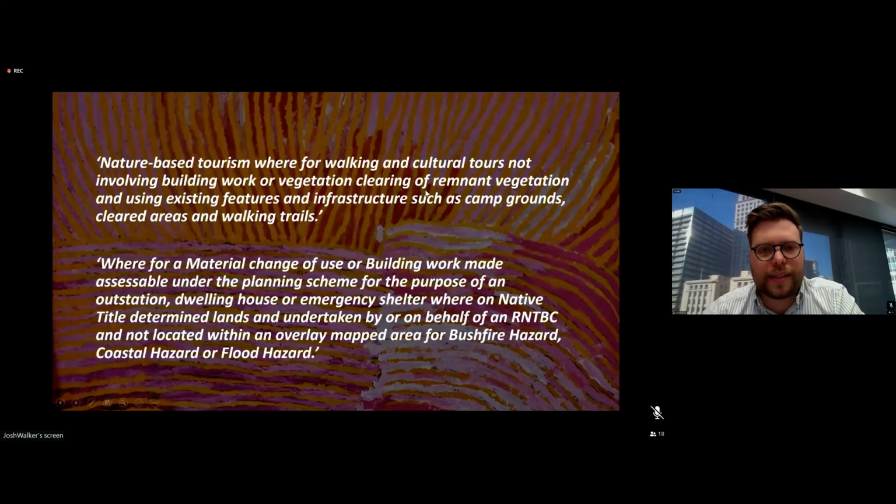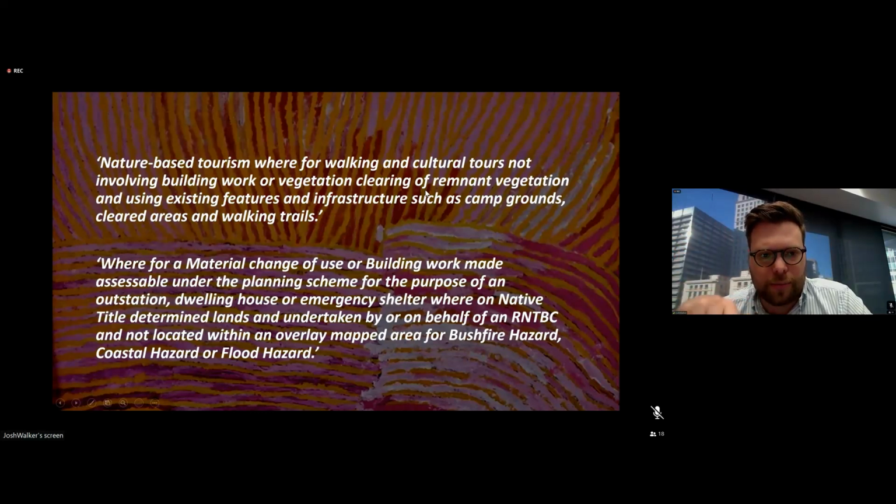So look, here's some examples of things that may be able to be drafted. So, nature-based tourism, where for walking and cultural tours, not involving building work or vegetation clearing of remnant vegetation, and using existing features and infrastructure such as campgrounds, cleared areas and walking trails, that might be an example where it's really being scoped down quite tightly to say, well, this can be accepted, or this is accepted subject to requirements.